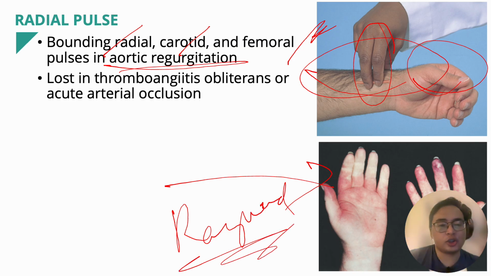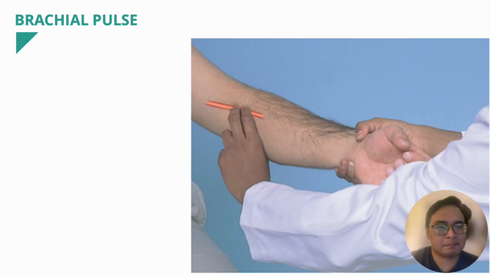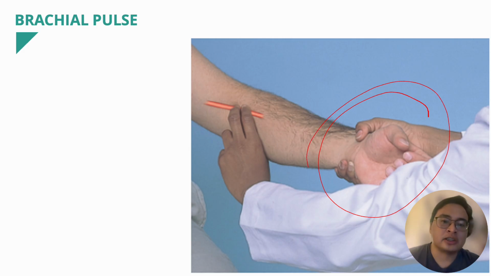The next pulse that you're going to palpate, aside from the radial pulse, is the brachial pulse. So you palpate for the brachial pulse here in the brachial fossa. So take note of the proper positioning. You support the patient's arm here at the wrist, so that the wrist is slightly flexed and relaxed. Okay.